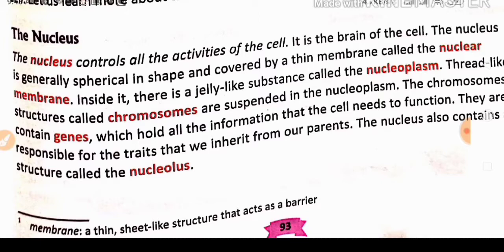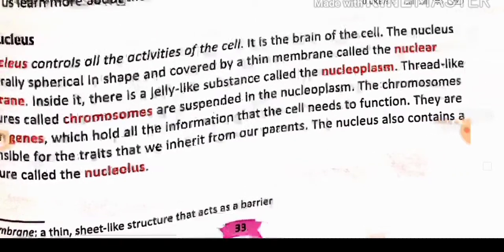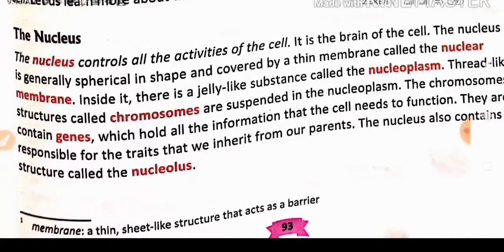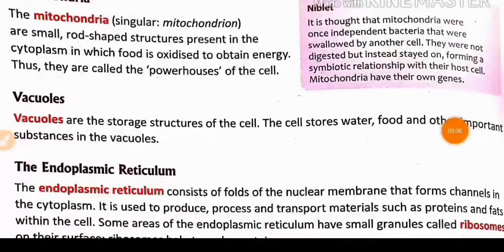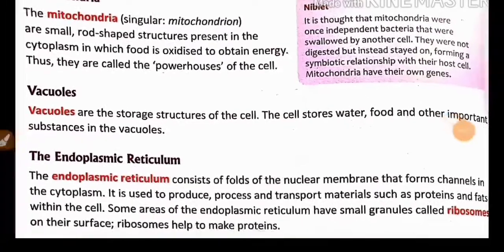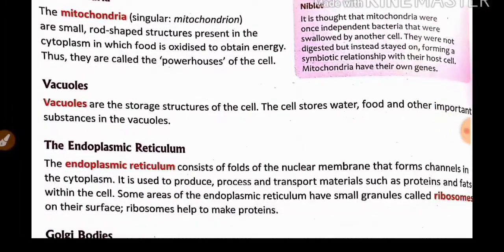All the characters which are passed from one generation to another, from parents to their young ones, are controlled by these genes. The nucleus also contains a structure called the nucleolus. So, children, when you start reading, you can relate them with your figure also.